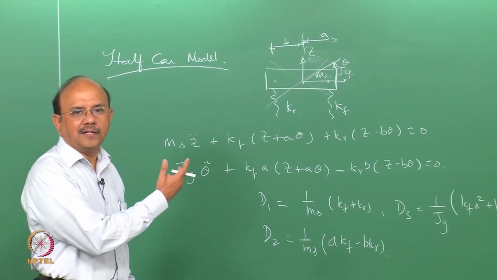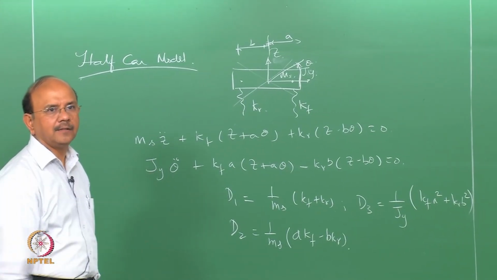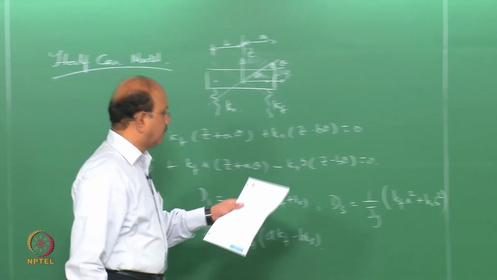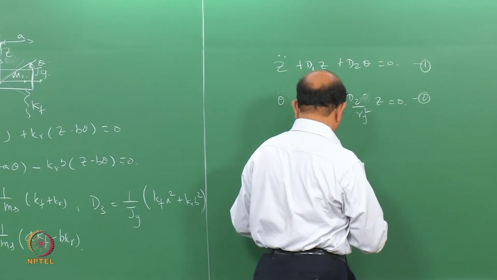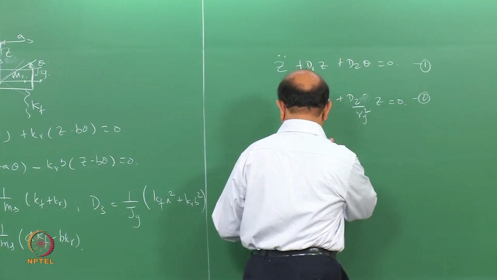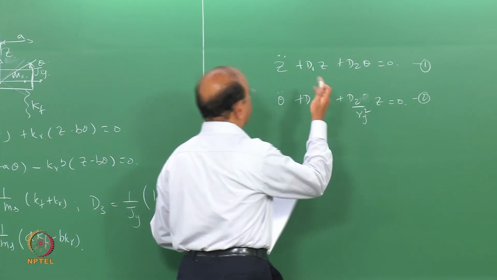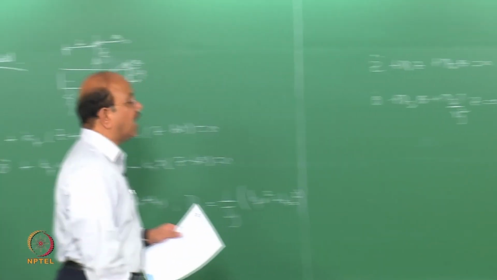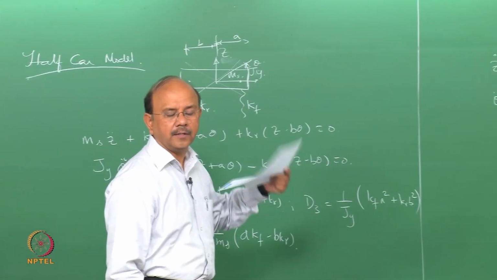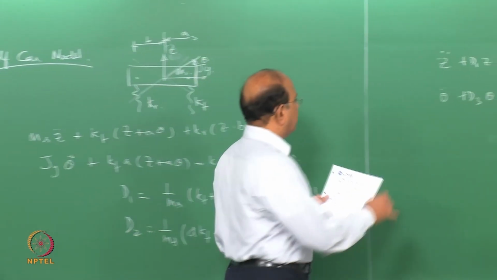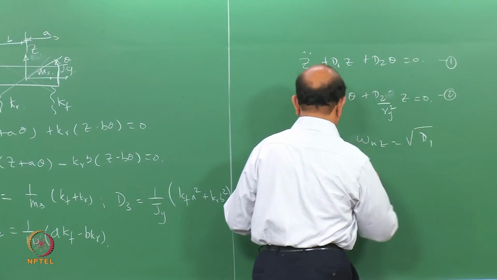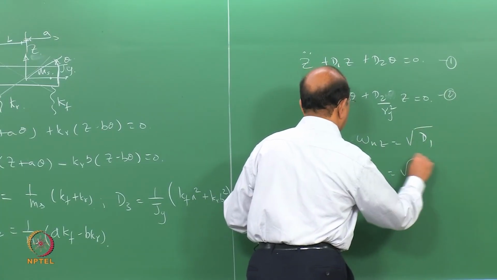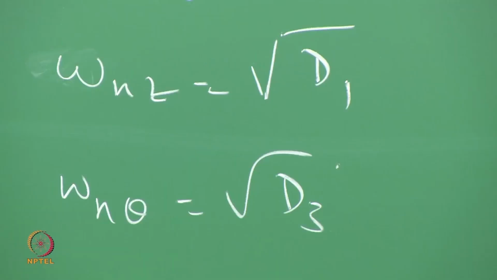All of you know how to calculate the natural frequencies. I'm not going to do that because of lack of time, but we can write down the two natural frequencies. For example, for the uncoupled case, you can write down the two natural frequencies to be root of D1, root of D3. So those are the two natural frequencies.